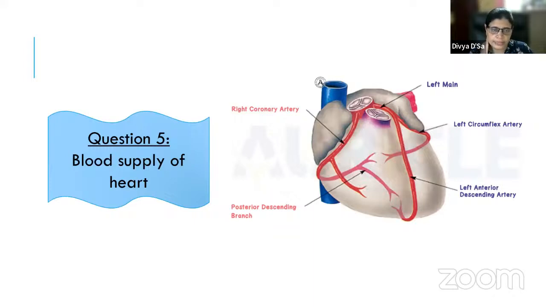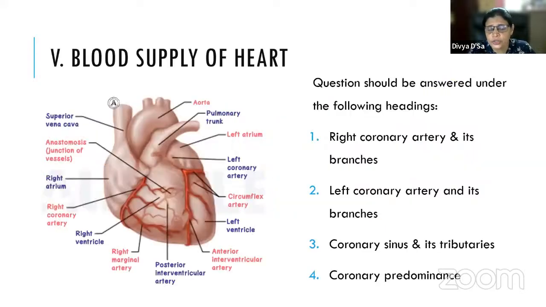Next, coming to the blood supply of the heart, otherwise called the coronary circulation. Whenever I say blood supply, it includes both the arterial supply as well as venous drainage. Arterial supply is by the coronary arteries, right and left coronary arteries. Venous drainage is mainly by the coronary sinus. The right coronary and left coronary artery arise from the aortic sinuses, which I already showed you.